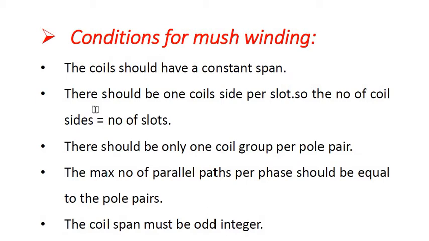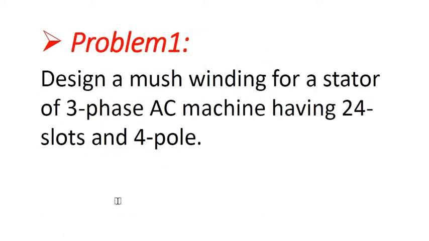Then there should be only one coil group per pole pair. The maximum number of parallel paths per phase should be equal to the pole pairs. And the last one is that the coil span must be an odd integer.